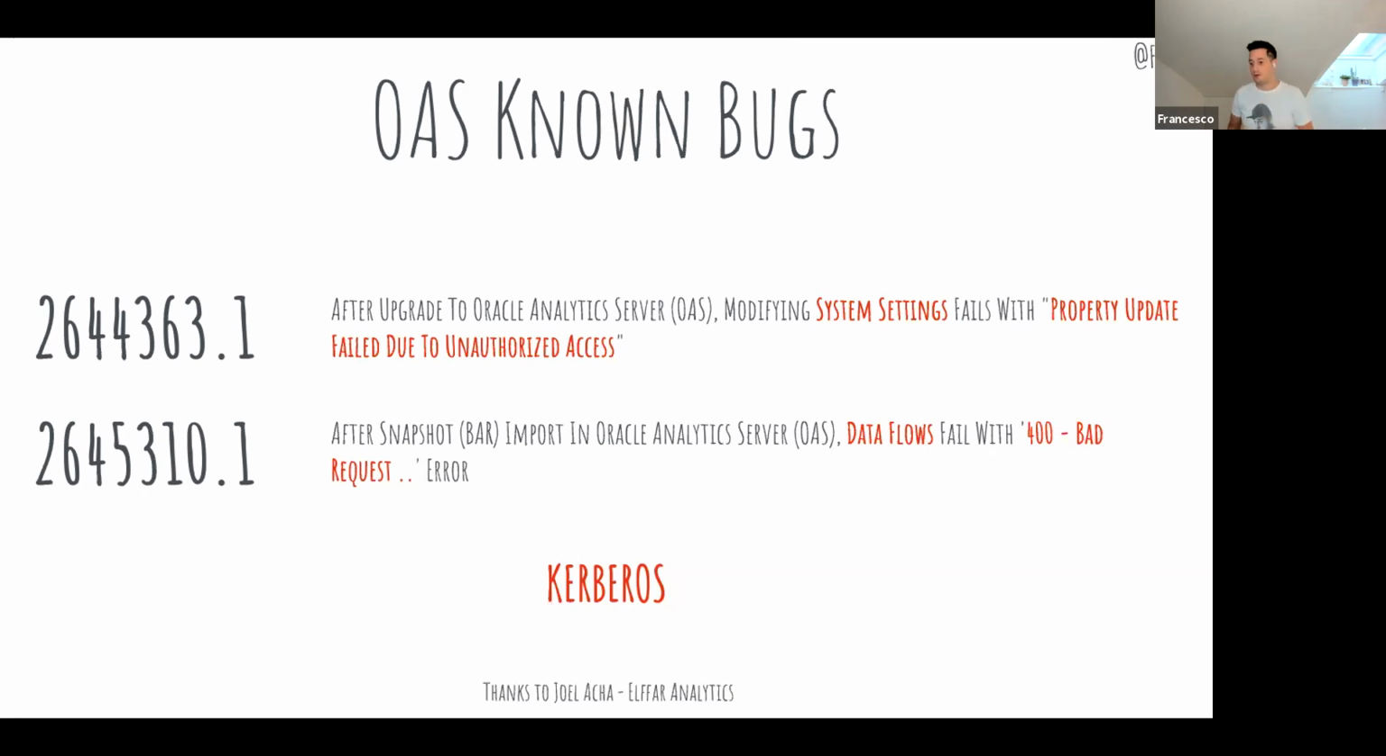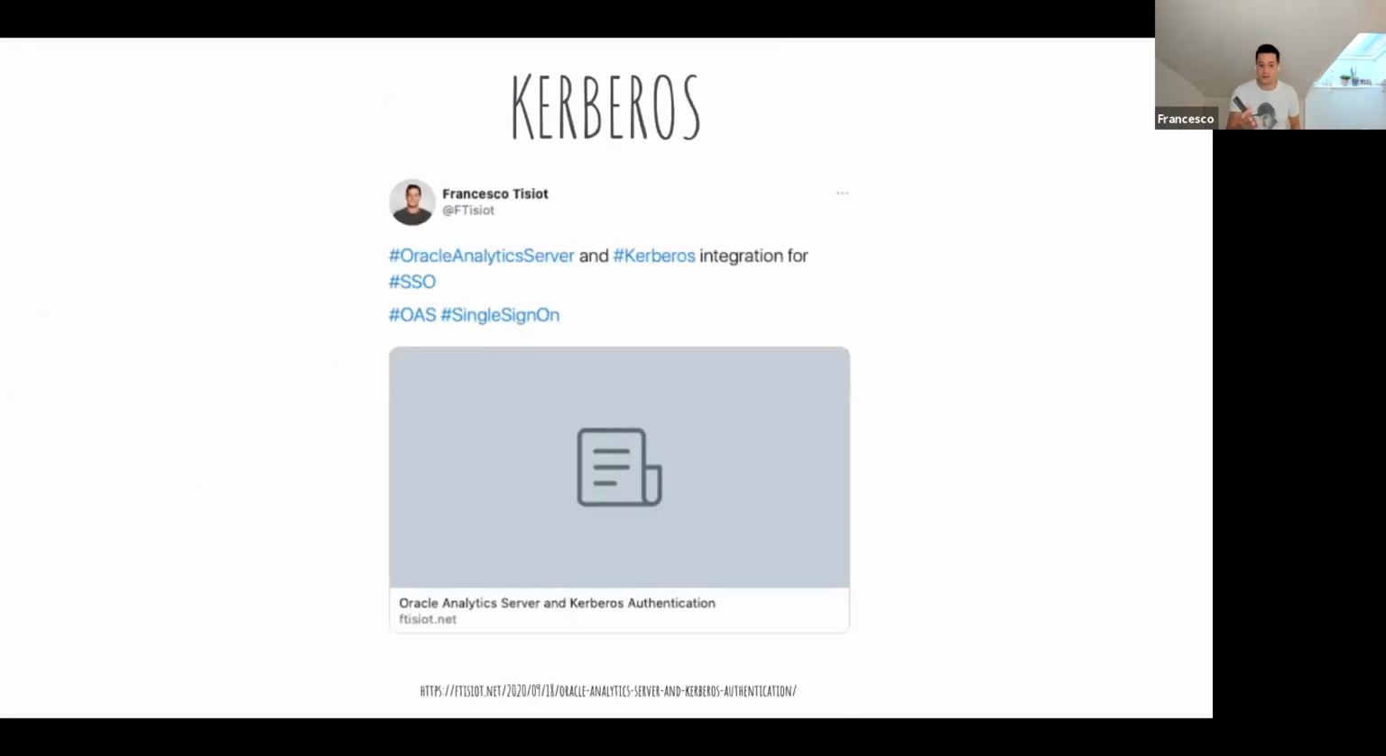For Kerberos, if you are relying on Kerberos authentication, things have changed between OBIEE 12c and OAS, so don't rely on the OBIEE 12c documentation. I wrote a tweet, and there is a small page on my website that redirects you to the support page, giving you all the definitions about how you should implement Kerberos on OAS. So this is done. This is the full upgrade done.